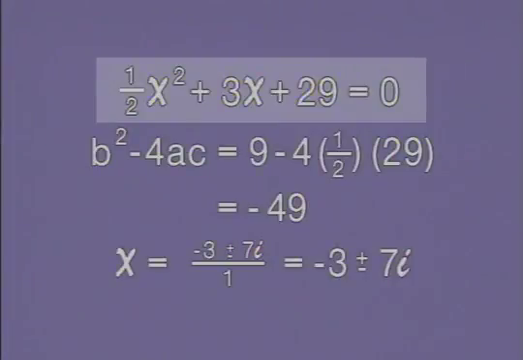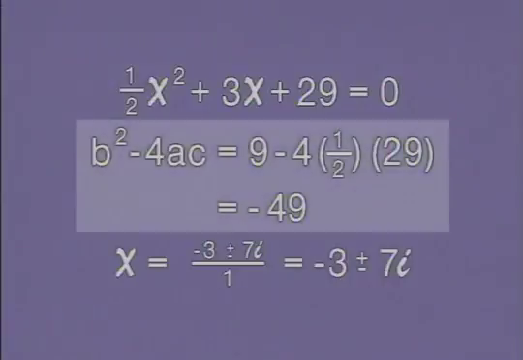Also, it's an opportunity to see that a, the lead coefficient, the coefficient of the quadratic term, can be a fraction. Okay. Remember the first thing we did, we wrote down a, b, and c. I haven't done that here because I'm trying to save space on the visuals. You should still be doing this. a is 1/2, b is 3, c is 29. b squared minus 4ac is 9, 3 squared, minus 4 times 1/2 times 29. Fortuitously, this is negative 49.